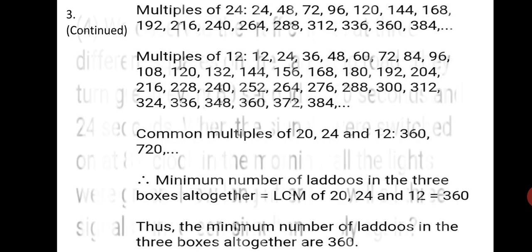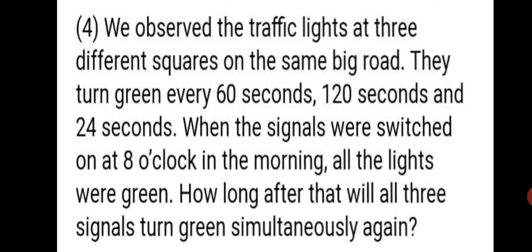Okay, now let us begin with the fourth sum. We observed the traffic lights at three different squares on the same big road. They turn green every 60 seconds, 120 seconds and 24 seconds. When the signals were switched on at 8 o'clock in the morning, all the lights were green. How long after that will all three signals turn green simultaneously again?